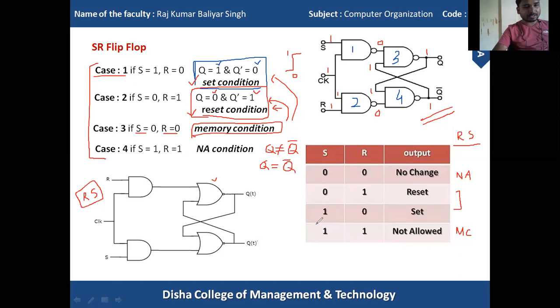But this is very dangerous in SR flip-flop. When somebody supplies 1 1 at the S and R input terminals, then we get the not applicable condition, which is not used.